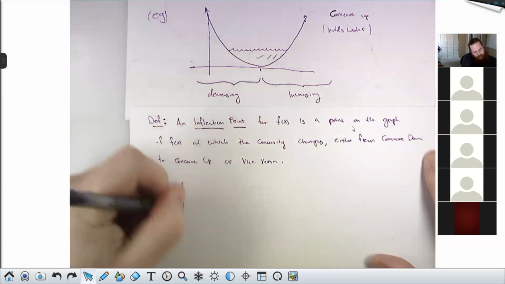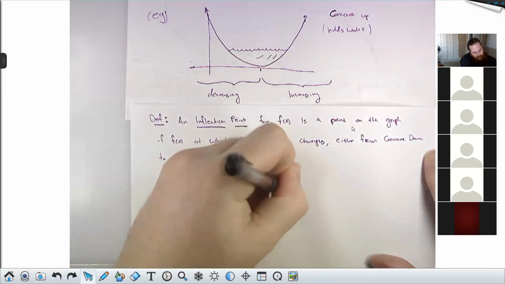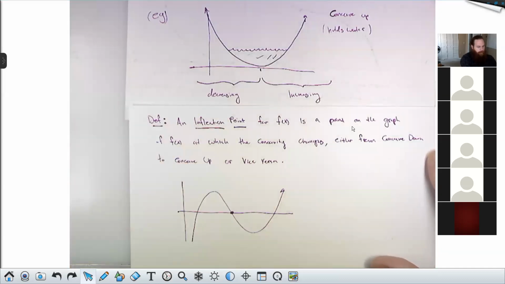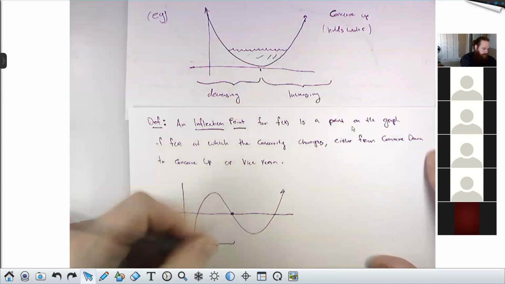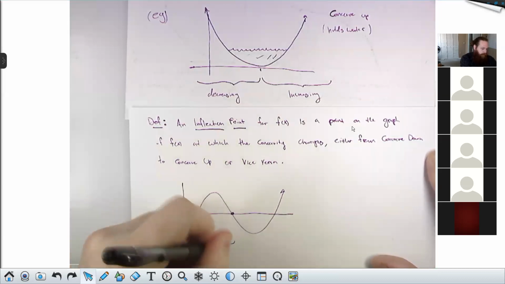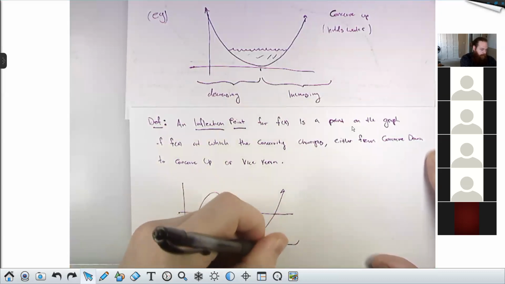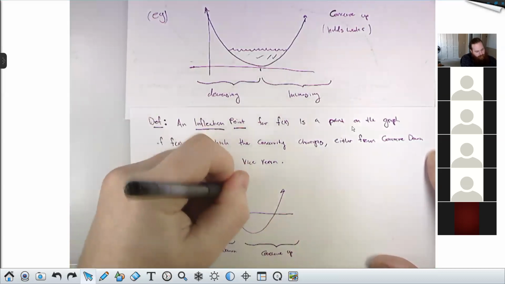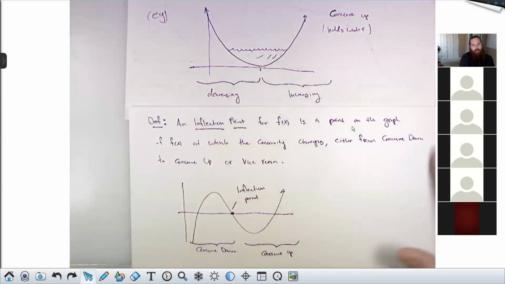So right here is an inflection point. Because if you look over here, the graph is concave down. If you look over here, the graph is concave up. And this point right here is an inflection point, because that is a point where the concavity changes.